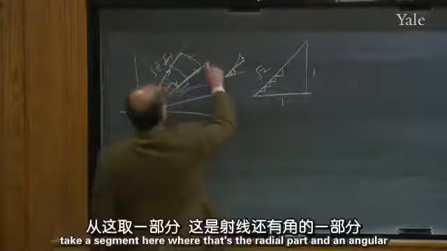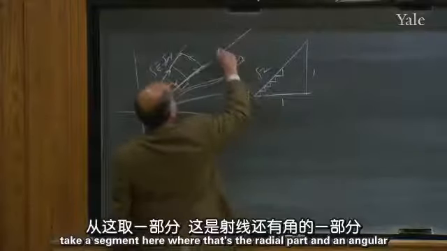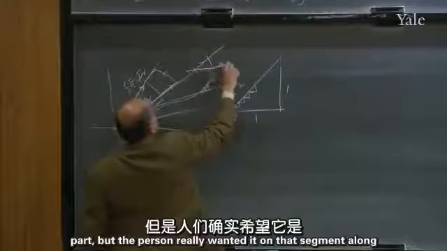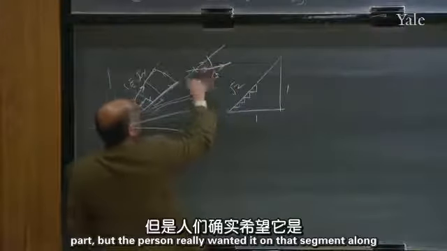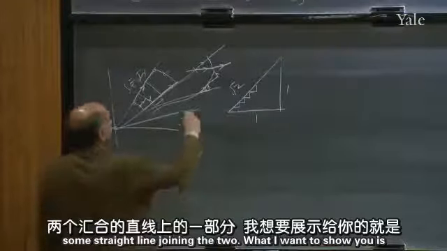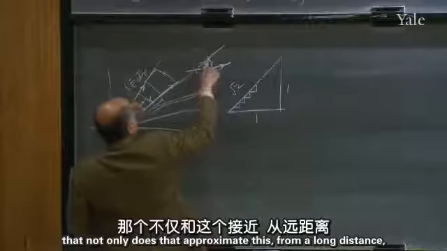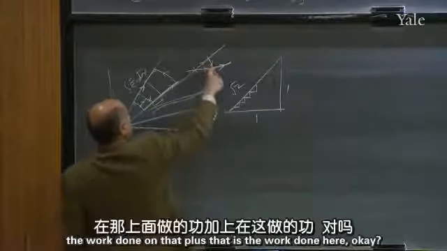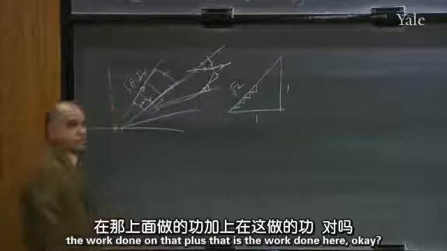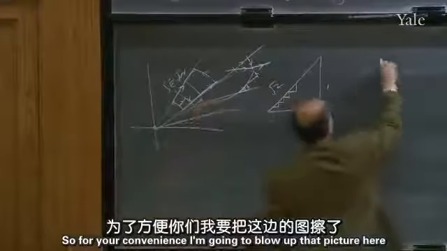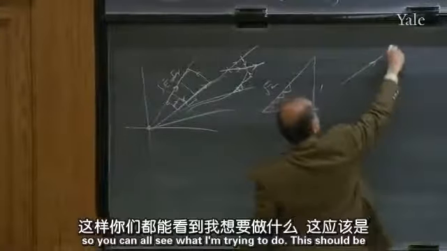So let me take a segment here where there's a radial part and an angular part, but the person really wanted it on that segment along some straight line joining the two. What I want to show you is that not only does that approximate this from long distance, the work done on that plus that is the work done here. Okay? So for your convenience, I'm going to blow up that picture here so you can all see what I'm trying to do.